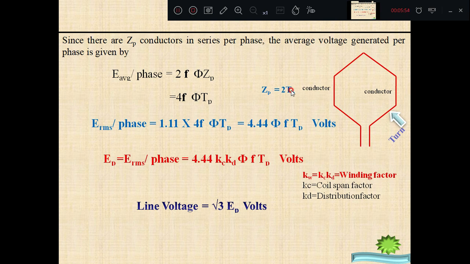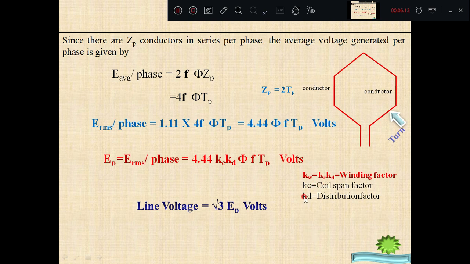If you know the number of conductors is 10, how many turns are we forming? It is 5, that is 10 divided by 2. If you have 5 turns, then how do we get the number of conductors? It is the number of turns multiplied by 2. That is why Z is equal to 2T.